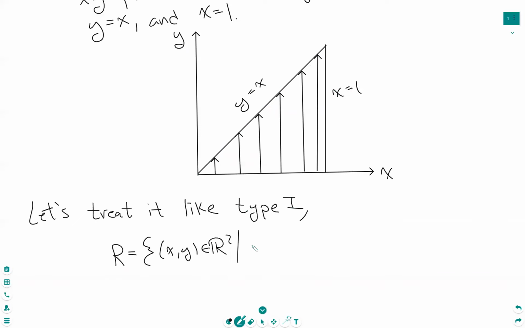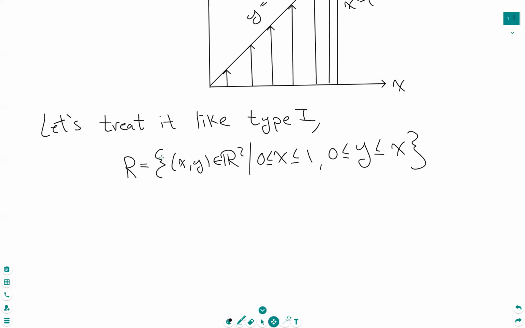So that means that we say 0 and 1. And then the actual trace itself goes from y is equal to 0. So we have down here y is equal to 0. And then it's bounded above by this function of x, which is in fact just x. So y goes from 0 to x. Okay, so that's one way of writing our region as a type 1 type.